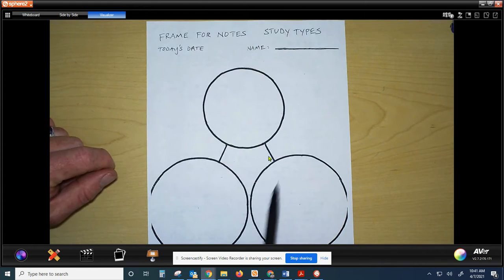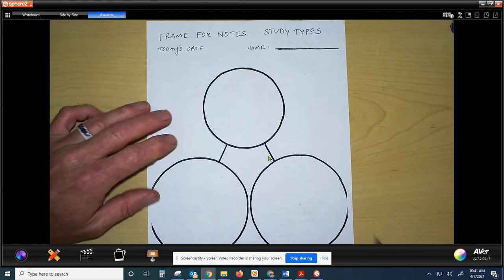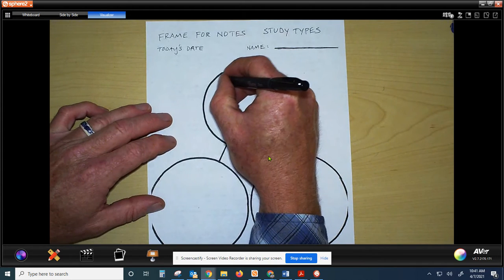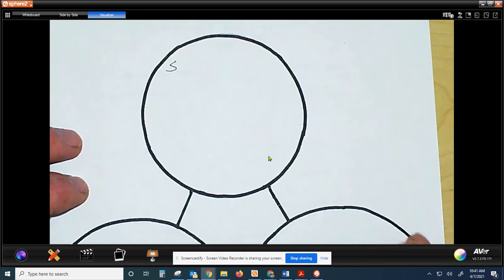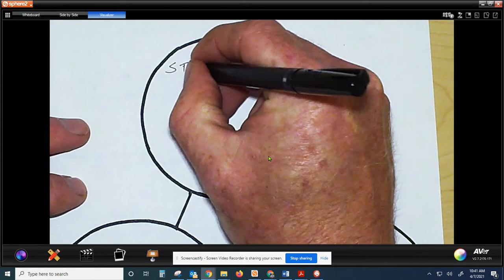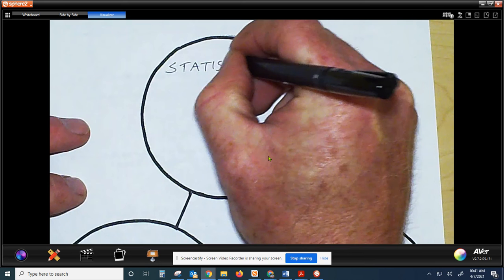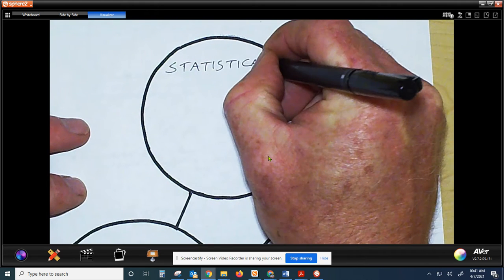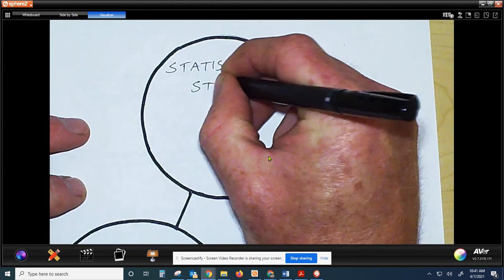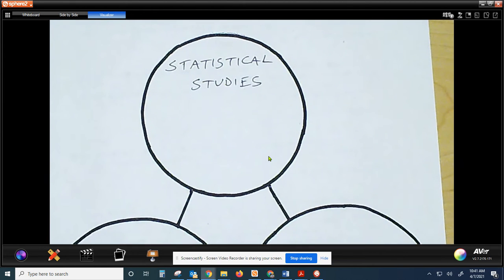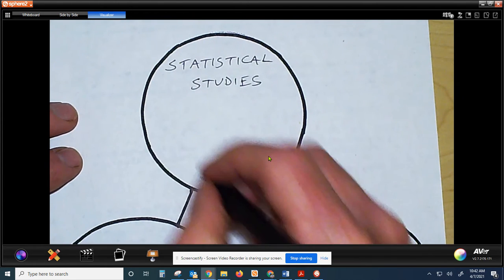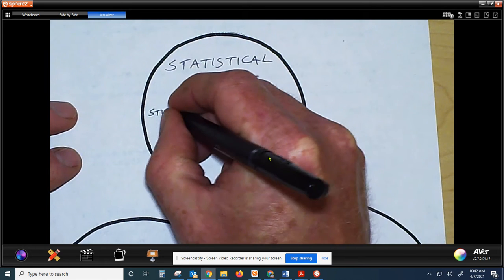I have 3 related topics. And here at the top, I'm going to write the phrase. Let me zoom in for you. So that I'm in the top circle, and I'm going to write in statistical studies. And then we will talk about 2 kinds of statistical studies.